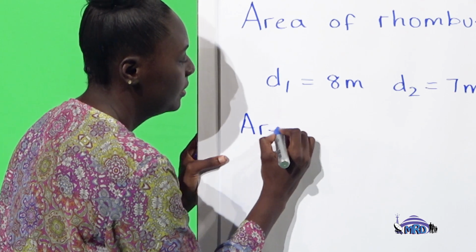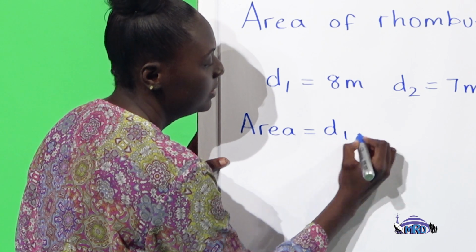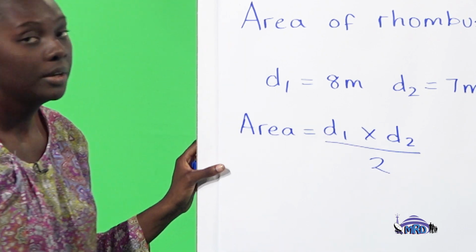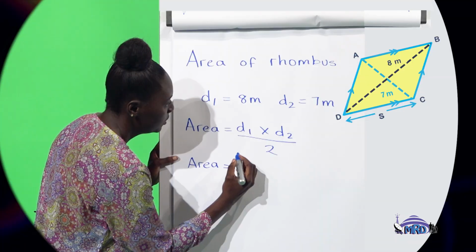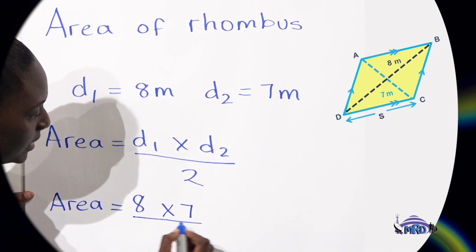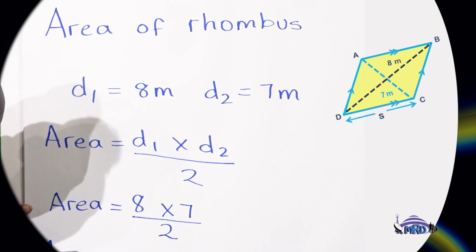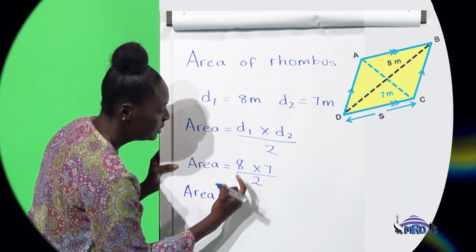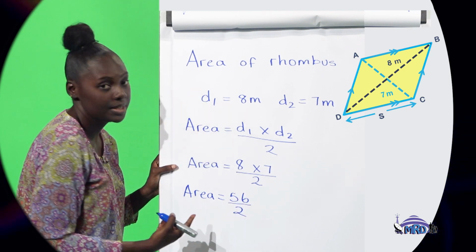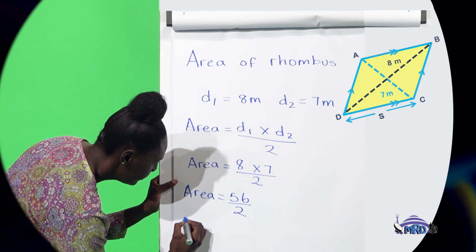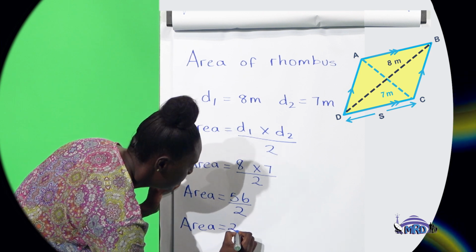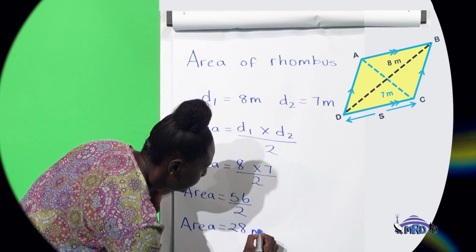Recall the area is equal to D1 times D2, all divided by 2. Now we can apply our formula. So D1 is 8, D2 is 7, and we divide this by 2. So multiplying 8 and 7, we get 56. And we now divide this 56 by 2. The area is 28 meters squared.